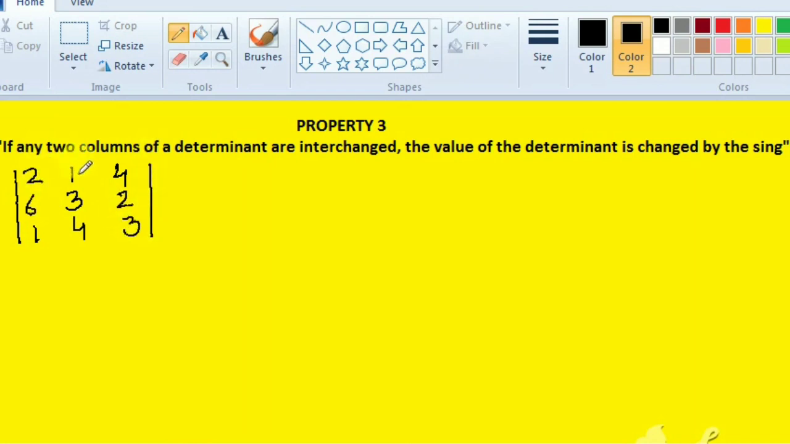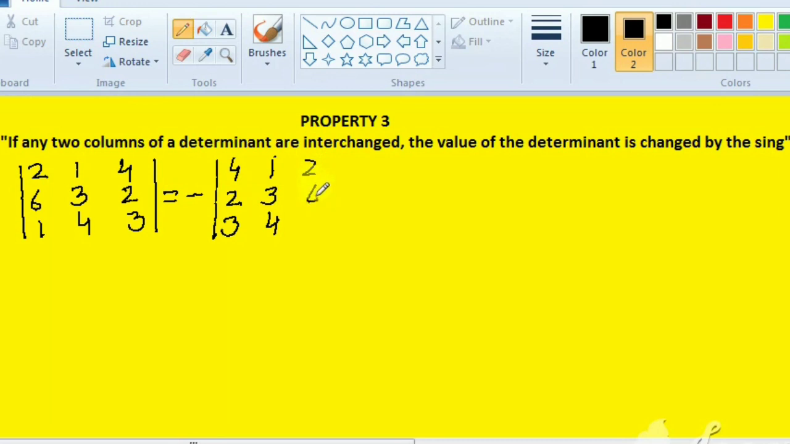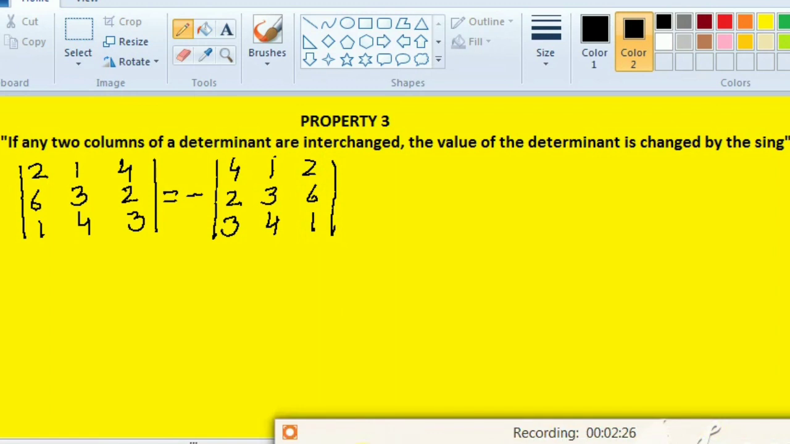So we may interchange any two columns, keeping the third column as it is. So let's interchange the first and third column, keeping the middle one as it is. We get minus determinant. Now the first column becomes 4, 2, 3, and the middle column remains as it is, 1, 3, 4, and the third column 2, 6, 1. So this is the third property of determinants.